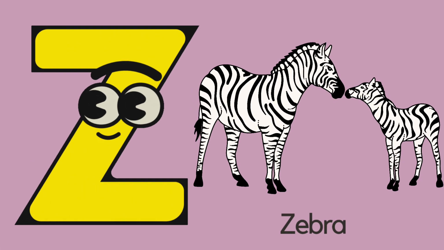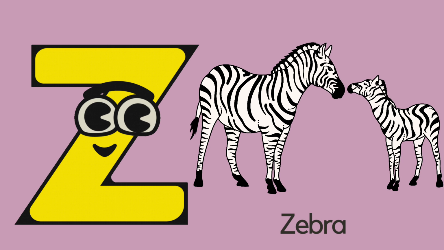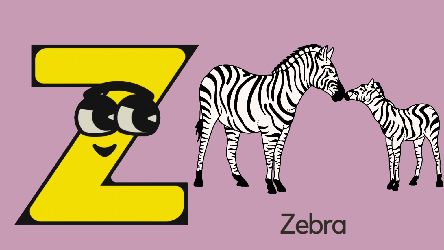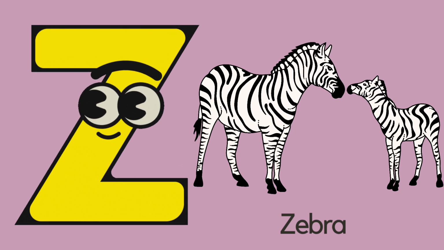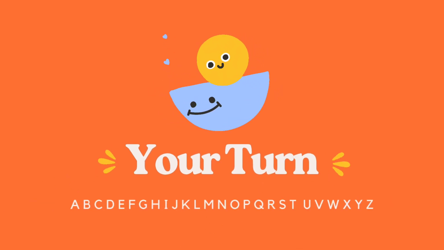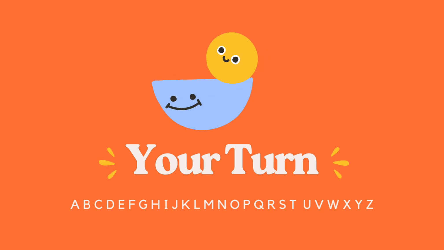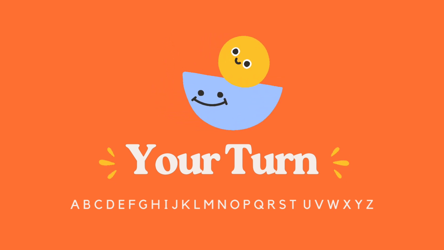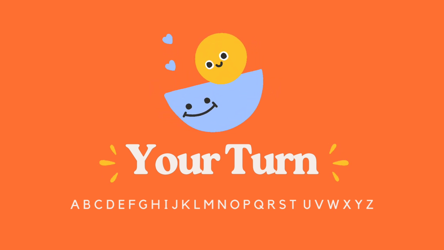And finally, Z is for zebra. Can you say zebra? Very good. Z is for zebra. Amazing! You did it! You learned the entire alphabet.